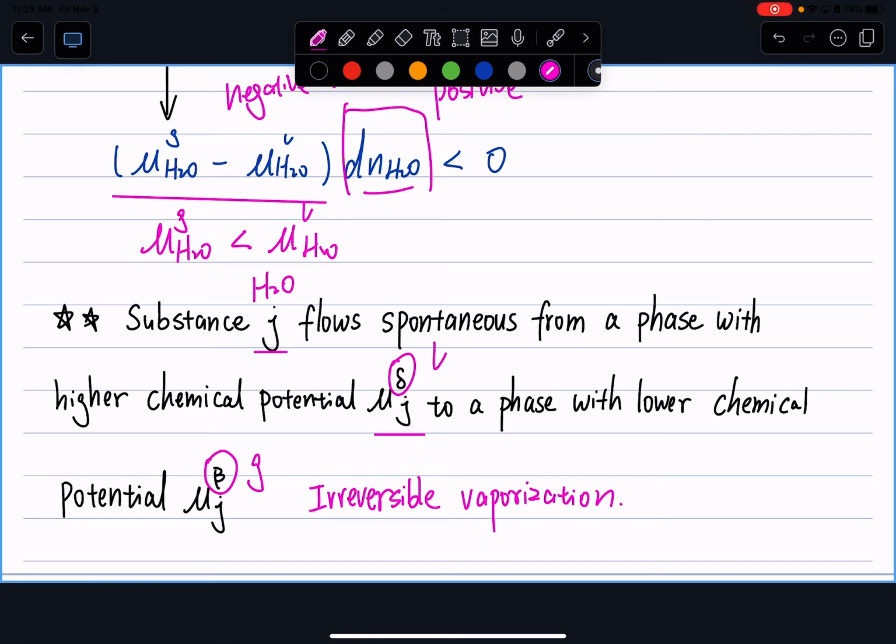All right, how are we feeling? Now we're talking about irreversible processes. When we're talking about irreversible processes, you're trying to predict how your equilibrium is going to flow, how your reaction is going to go. So the reaction always goes from a phase with higher chemical potential to a phase with lower chemical potential.